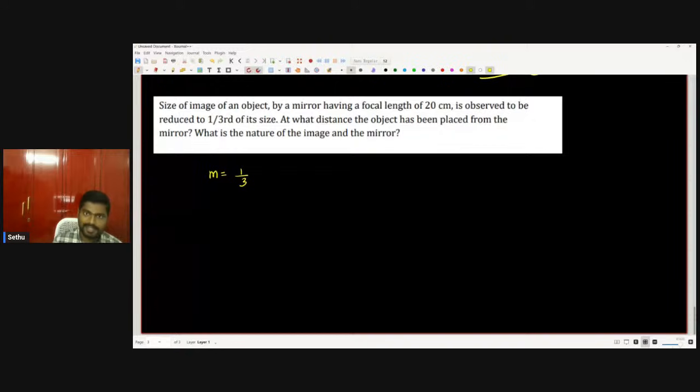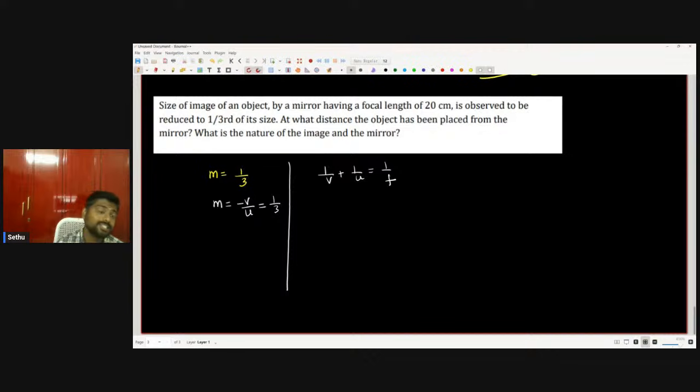Okay, let's think about this one. Now, magnification is 1 by 3. From here, let's try and figure out. So, magnification is minus v by u, that is equal to 1 by 3. Similarly, 1 by v plus 1 by u equals 1 by f. You clearly know that this is 1/3, right? So you know that this has to be a virtual image and it has to be behind the mirror. It is diminished. So this is going to be a convex mirror, right? It's going to be a convex mirror. So use this idea, go ahead and solve the problem.